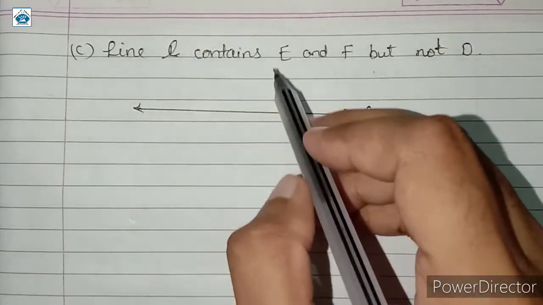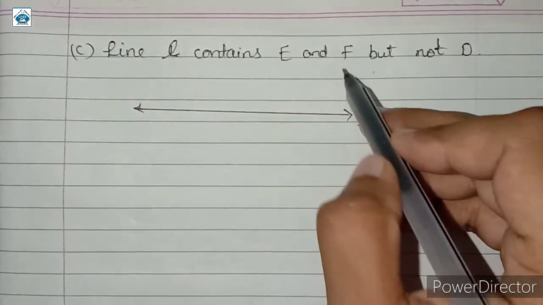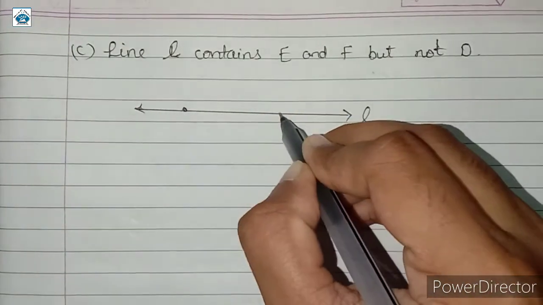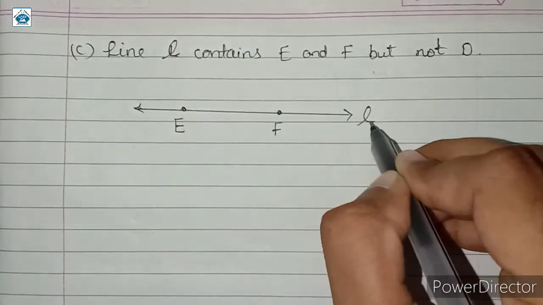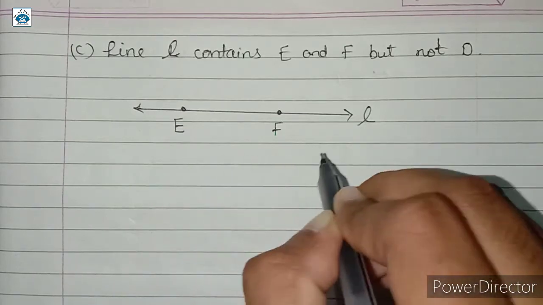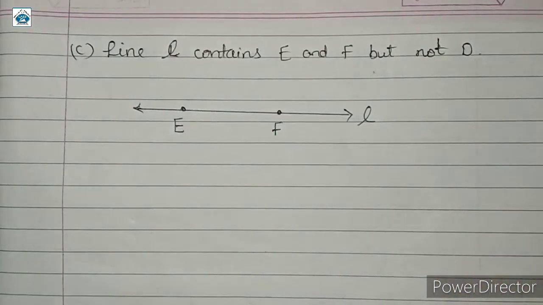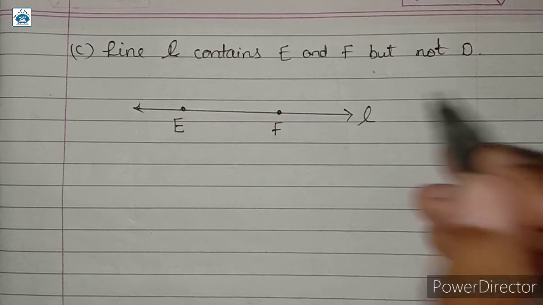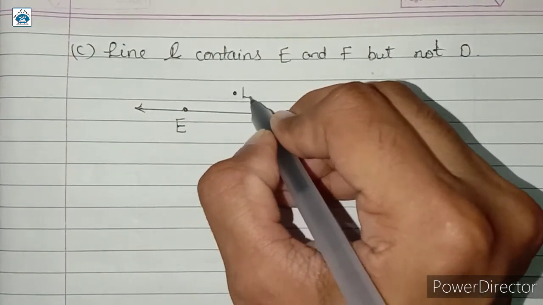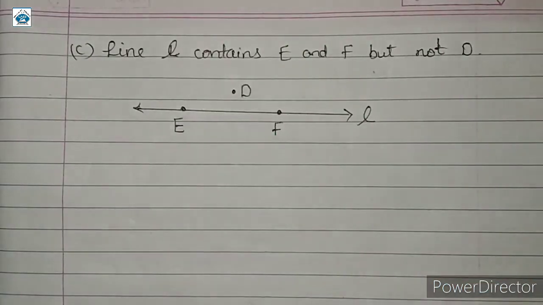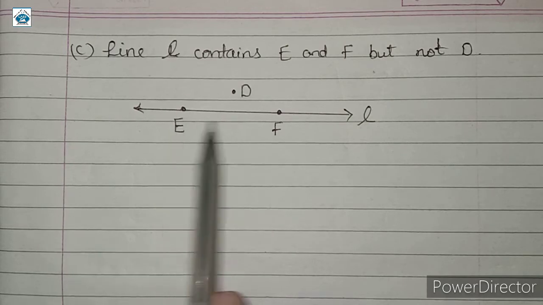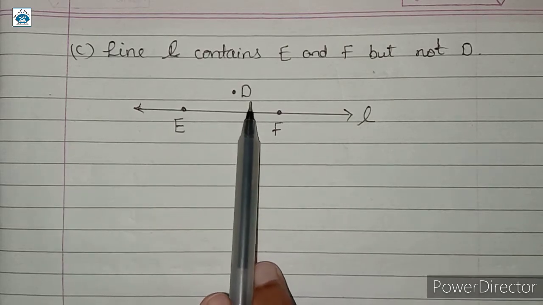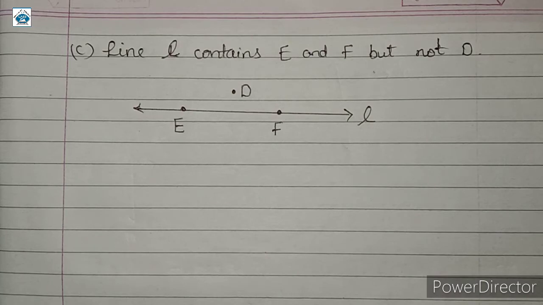Now this line contains E and F. So we have to mark 2 points E and F because they are on this line. This line L contains E and F but not D. That means D is not on this line. It is somewhere outside this line. D is a point outside line L. Therefore, by this figure we can say that line L contains E and F but not D. Line L जो है point D को contain नहीं करता but E and F points को contain करता है.